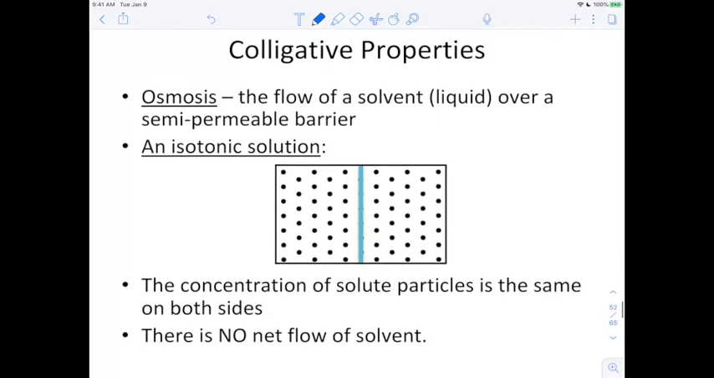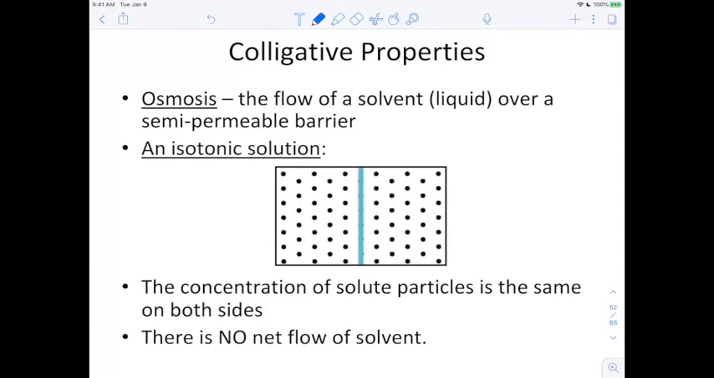All right, so moving into more of our osmotic properties. So osmosis is the flow of a solvent, a liquid, over a semi-permeable barrier. So again, this is the kind of thing you might have taken a look at in your biology classes. So first up, we have an isotonic solution.